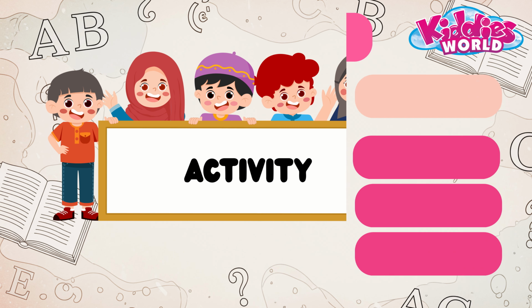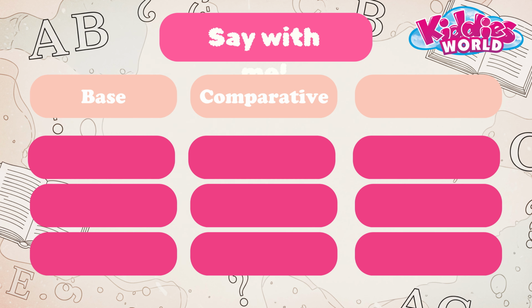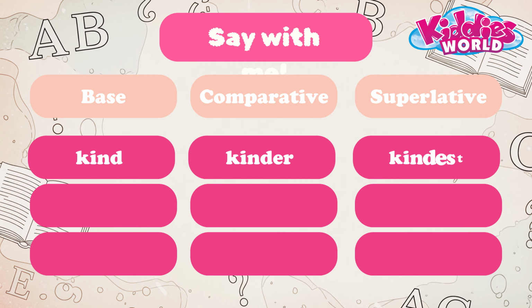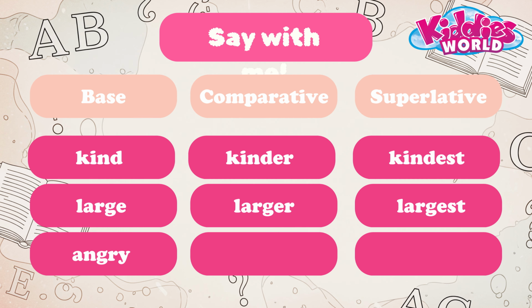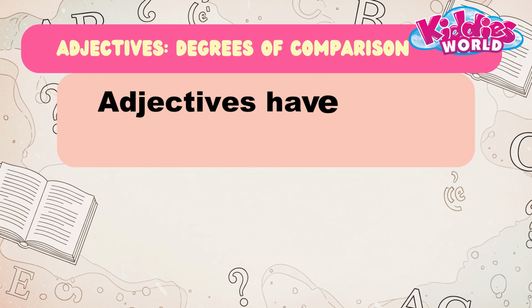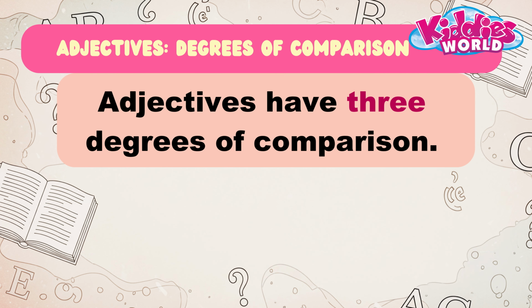Activity. Say with me. Positive, comparative, superlative. Kind, kinder, kindest. Large, larger, largest. Angry, angrier, angriest. Excellent. Adjectives have 3 degrees of comparison.